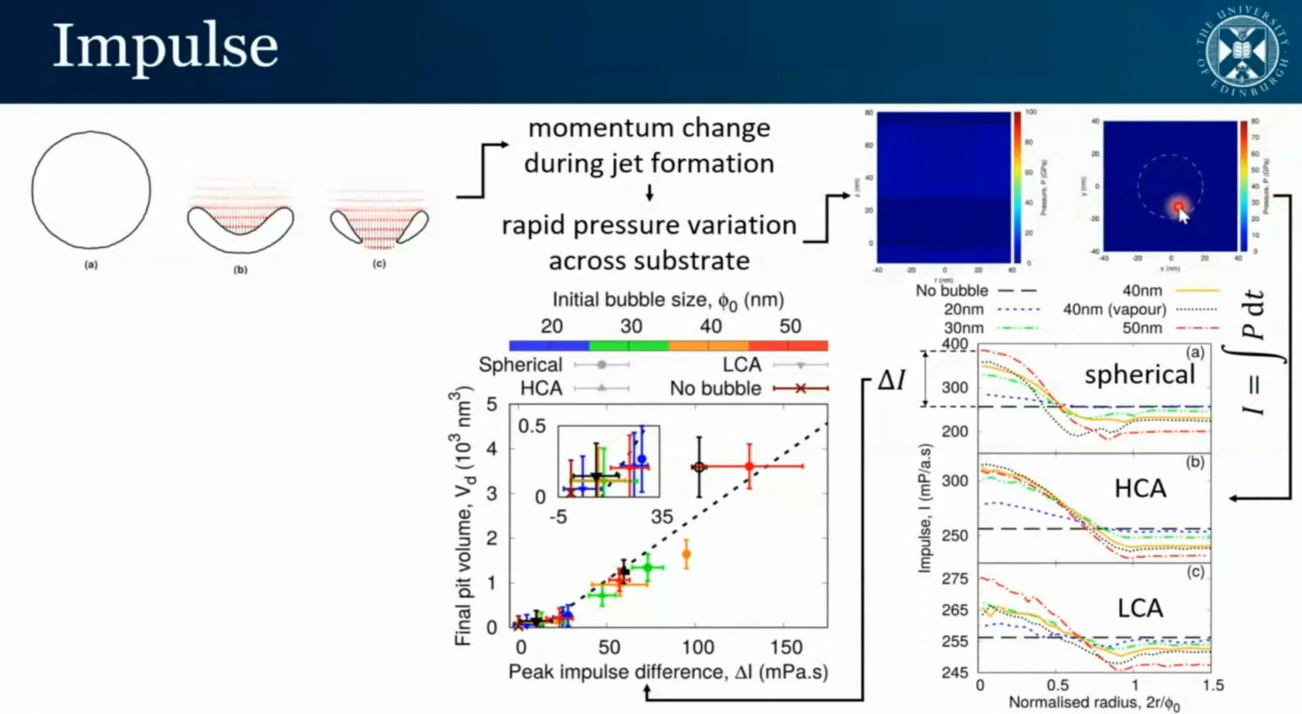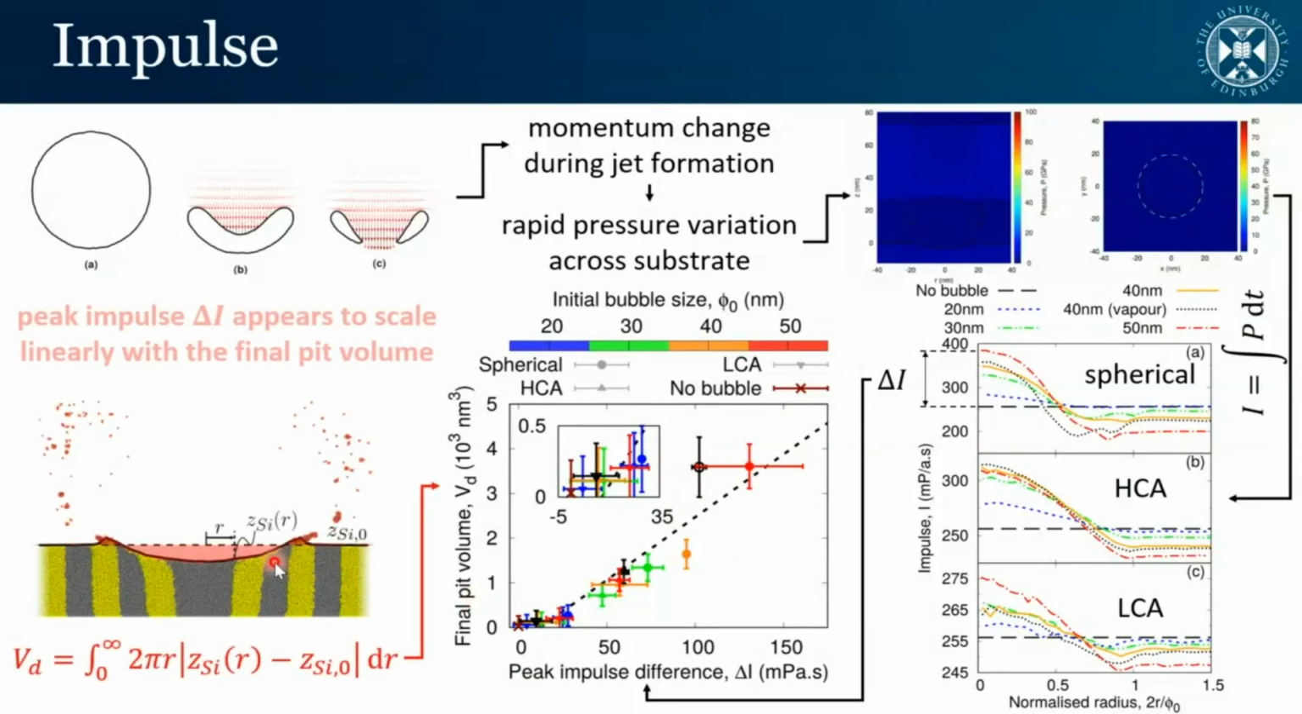And what we find is that there's a peak impulse near the middle, and this peak impulse roughly corresponds with a linear relationship with the final pitting damage of the pit. I've not been able to look at this in more detail, but it's definitely something I'd like to resume again, because I think this is potentially quite an interesting effect, or might scale up to larger bubbles where this modeling of solid interfaces is not as easy to implement.